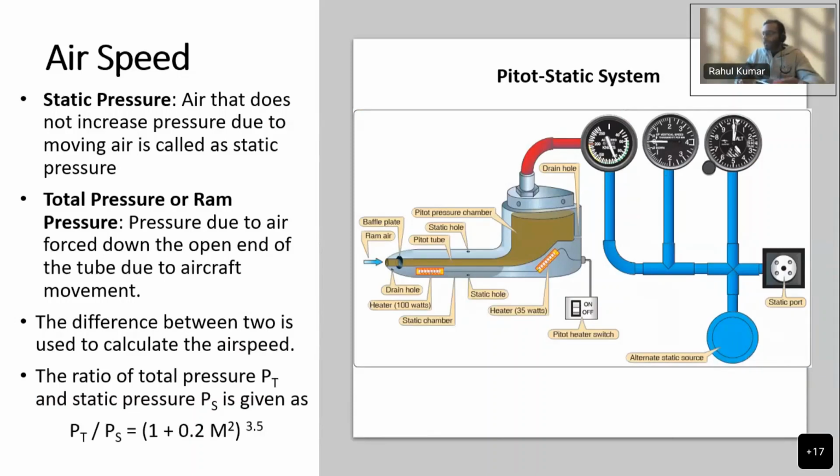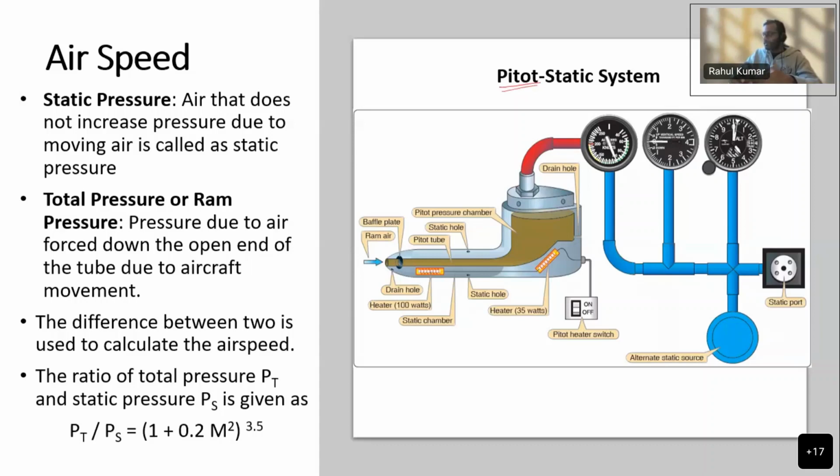Now the next indicator is your airspeed indicator. Before discussing the working of your airspeed indicator, let's try to understand about this pitot tube.